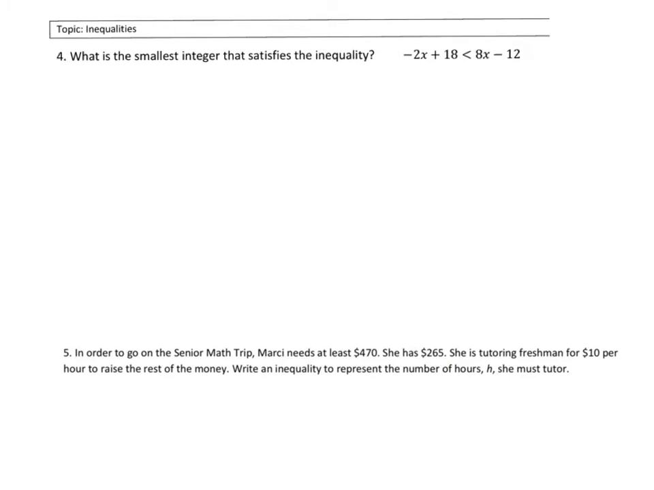Okay, the next problem that we have to look at is talking about inequalities, the next two that we're looking at here. The first one, review from earlier in the year: what is the smallest integer that satisfies this inequality? So I'm going to rewrite it. Negative 2x plus 18 is less than 8x minus 12. To solve this inequality, I want to get my x's to one side and my numbers to the other. Remember, with inequalities, it's helpful to try to keep your x's positive, so therefore we don't have to worry about switching the inequality sign when we divide by a negative.